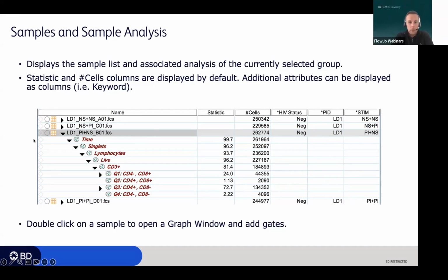Next to your sample name, you have three icons. The first icon is your graph window indicator. Graph window is where you're going to start drawing your gate. So double click on your sample name or on any gate and your graph window is going to open and you will be able to add the gate. And this diamond is going to become blue.